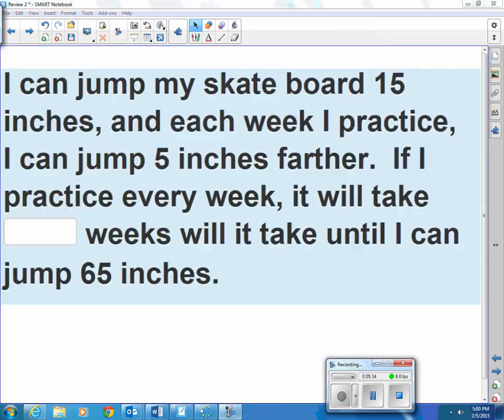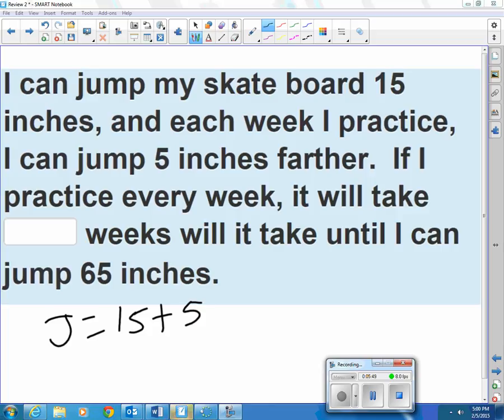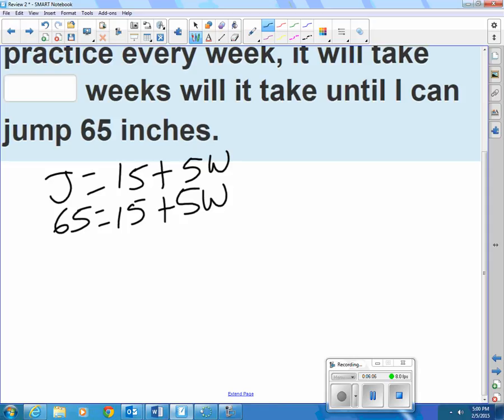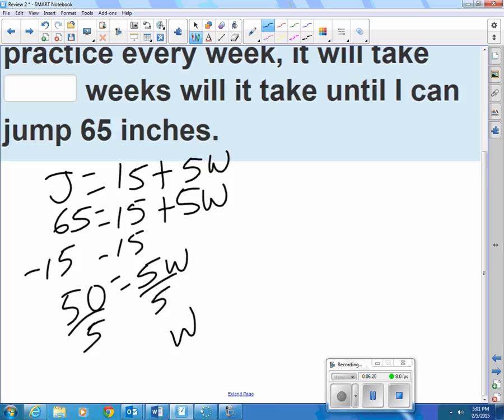I can jump my skateboard 15 inches, and each week I practice, I can jump 5 inches farther. If I practice every week, it will take how many weeks before I can jump 65 inches? So my jump is equal to how far I can jump now plus 5 inches per week times the number of weeks. And if I say, well, my jump is going to equal 65, then I can just solve for the number of weeks that it will take for that jump to be 65. So I just subtract 15, and that says 50 equals 5W. And so I just divide by 5. And that says the number of weeks is 10 weeks.